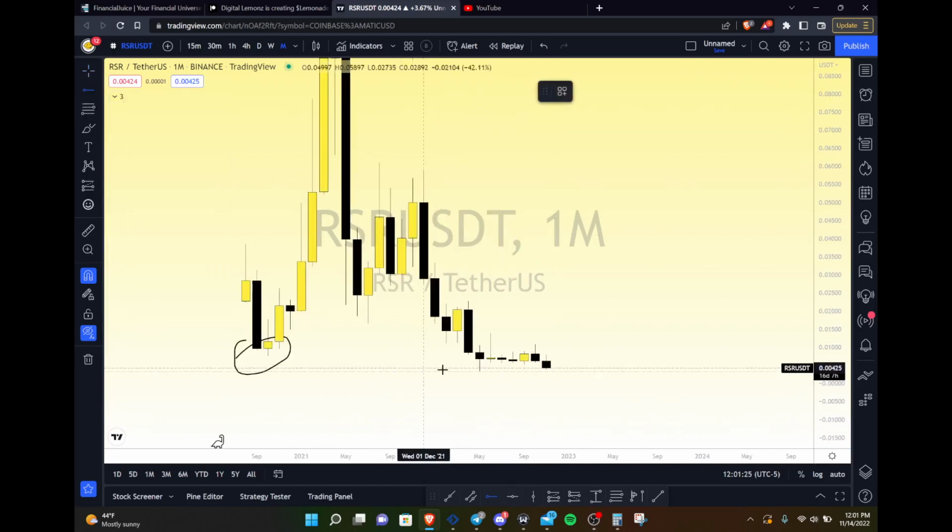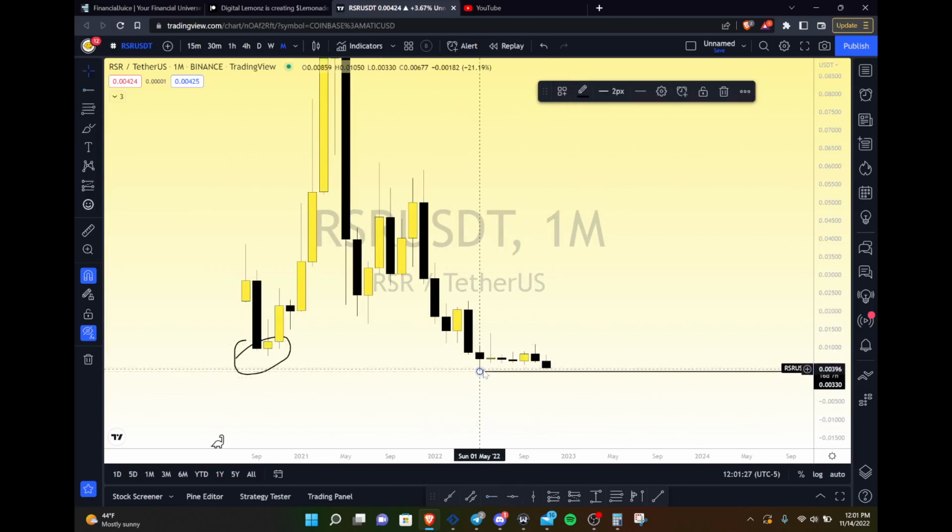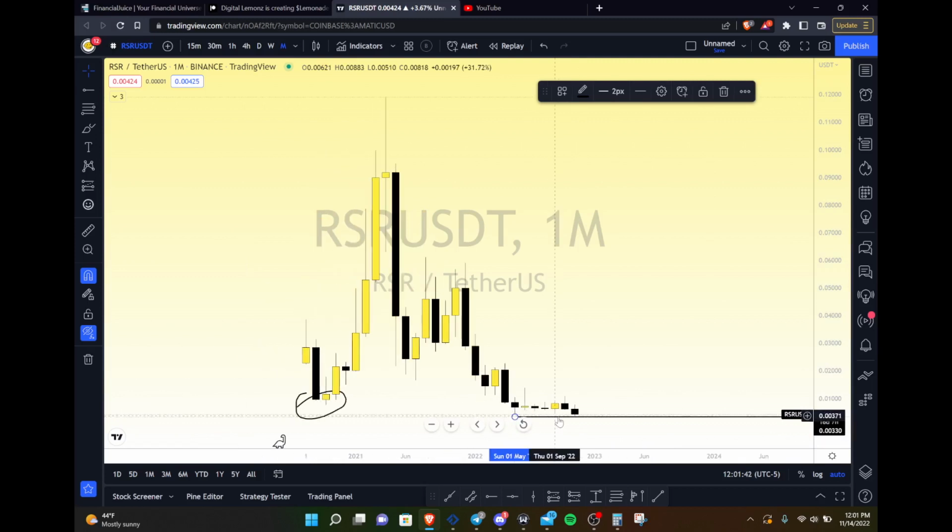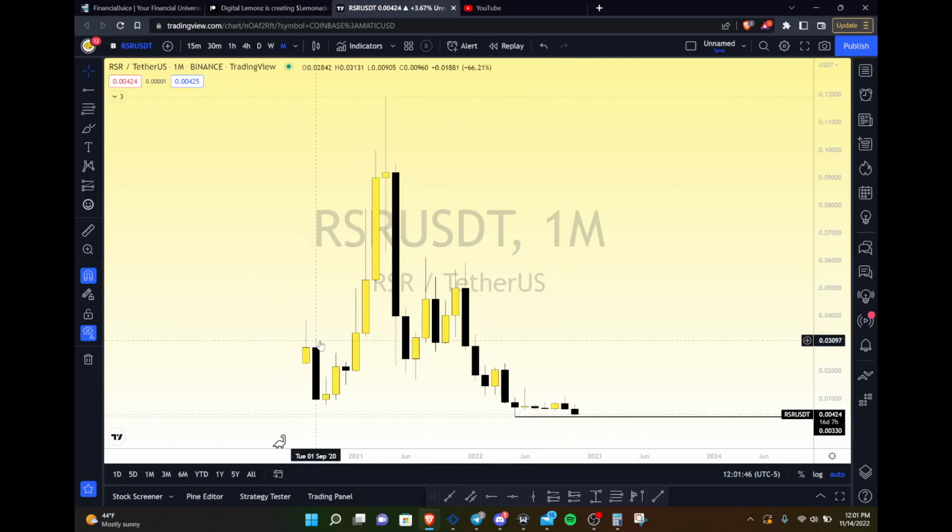Let's actually mark it. So this low here, this monthly wick low here in May, which is at 0.0033. If that's lost, then on the monthly, RSR is in air and it's going to be looking for a floor. Who knows how low that is, right? So, definitely got to keep your eye out for this level here. We'll keep that marked.